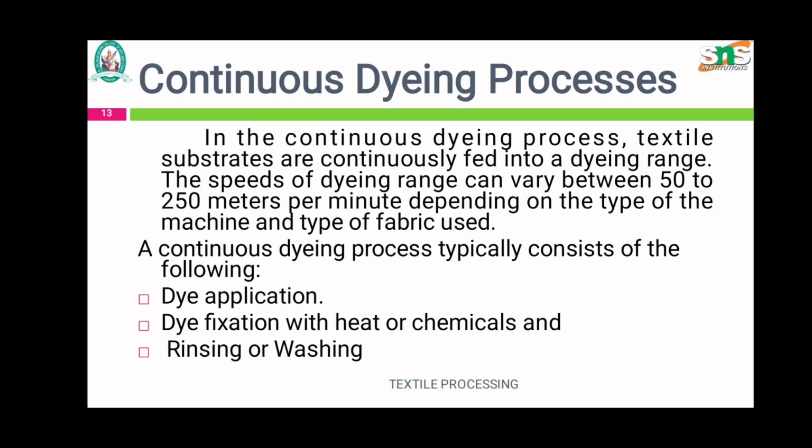Next, continuous dyeing. Continuous dyeing process. In the continuous dyeing process, the textile substrates are continuously fed into a dyeing range. The speed of the dyeing ranges can vary between 50 to 250 meters per minute depending on the type of the machines and the type of the fabric used. A continuous dyeing process typically consists of the following dyeing applications: dye fixation with heat or chemical, and rinsing and/or washing.